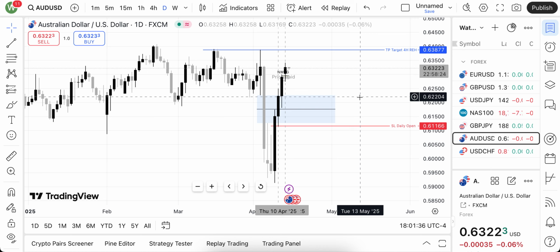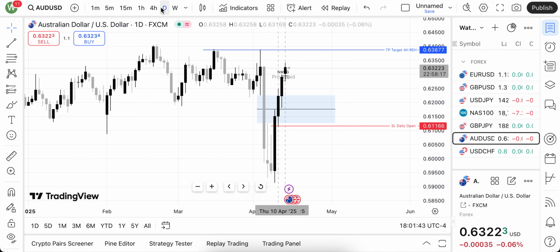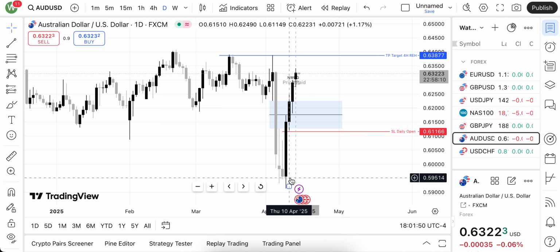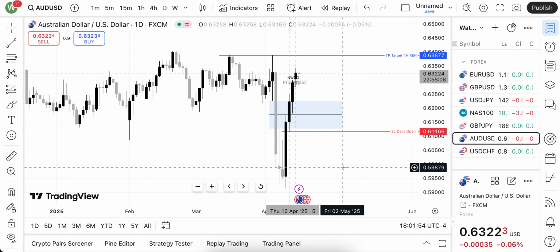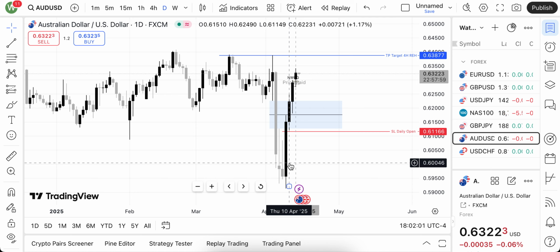Pretty much, you come to your daily, and this is obviously TradingView. You come to your daily time frame, and then you look at what the trend of the market has been. Clearly, we've had multiple days of very strong bullish movement. This was Wednesday previous week, this is Thursday previous week, and this is Friday previous week.